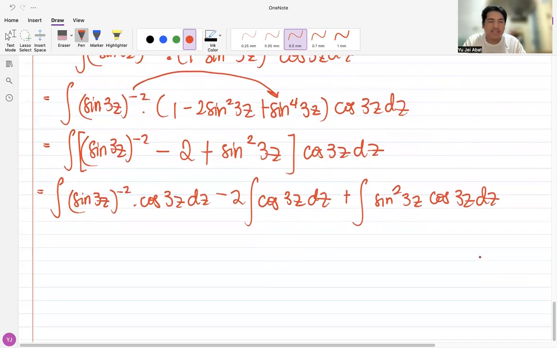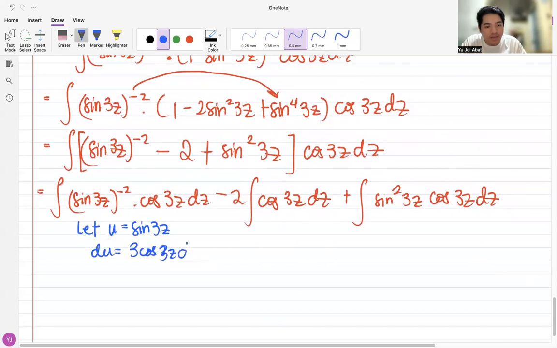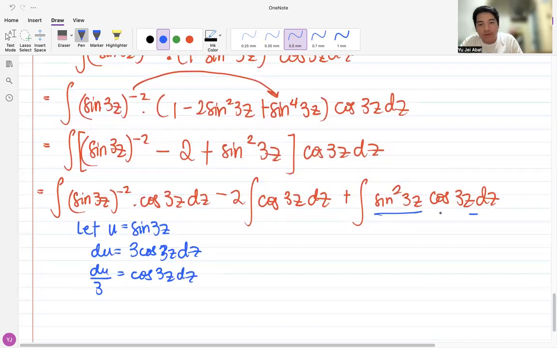Okay, so this time, for this, we're going to let u equals sine 3j. The du would be 3 cosine 3j dj. But we only have cosine 3j dj, so this would be du all over 3 equals cosine 3j dj. The same thing we're going to do here. And this is a direct integral. But again, we will still be employing u-substitution on that because we have 3j.